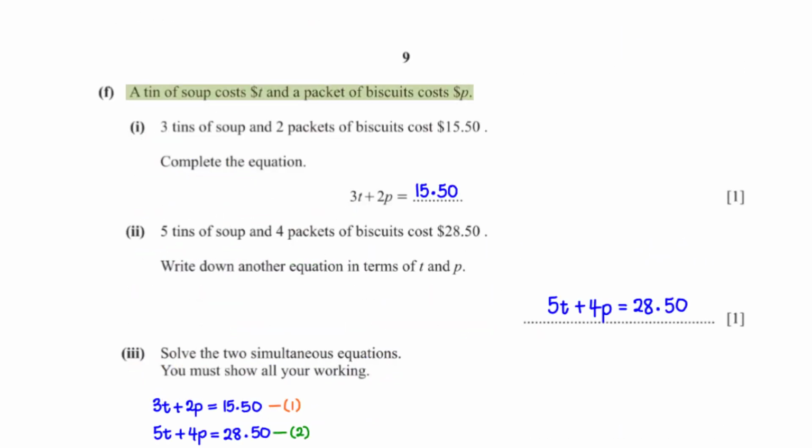A tin of soup costs $T and a packet of biscuits costs $P. 3 tins of soup and 2 packets of biscuits cost $15.50. Complete the equation. This value is 15.50. 5 tins of soup and 4 packets of biscuits cost $28.50. Write down another equation in terms of T and P. Similar to the previous question, this will be 5T plus 4P equals 28.50.